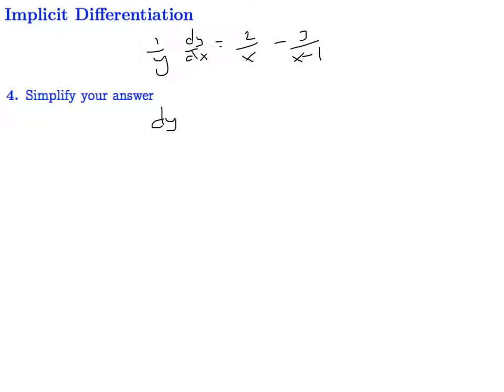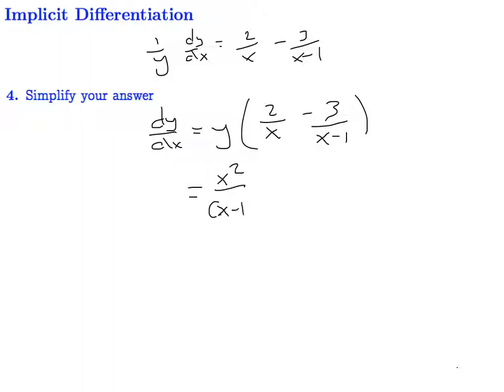So this means that dy over dx is going to equal y times 2 over x minus 3 over x minus 1. And what we can do is we can replace with our original y, which was x squared over x minus 1 cubed times 2 over x minus 3 over x minus 1. And what we did is we avoided the quotient rule, we avoided a complicated chain rule, we avoided doing a lot of other things by using logarithmic differentiation.